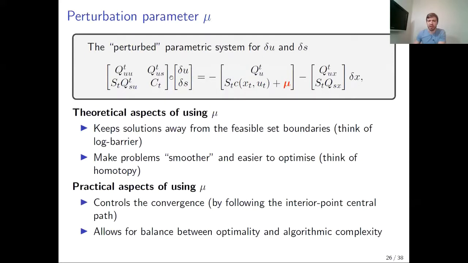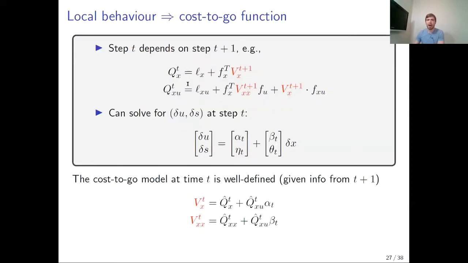Yeah, so from this system we can obtain equations which define the local behavior of controls and dual variables. And with this local behavior defined as follows, this is exactly the affine function of delta X, which is a parametric solution of the previous system. We can establish the equations for the cost-to-go function model at the current time t.